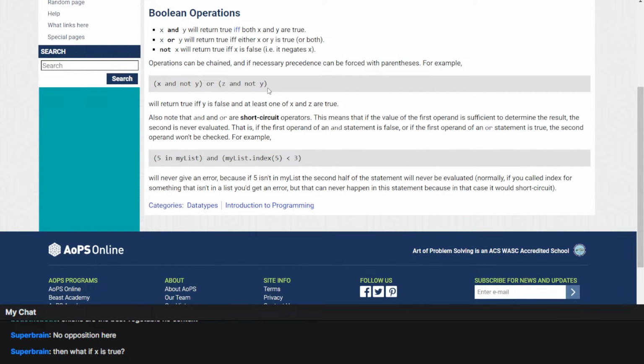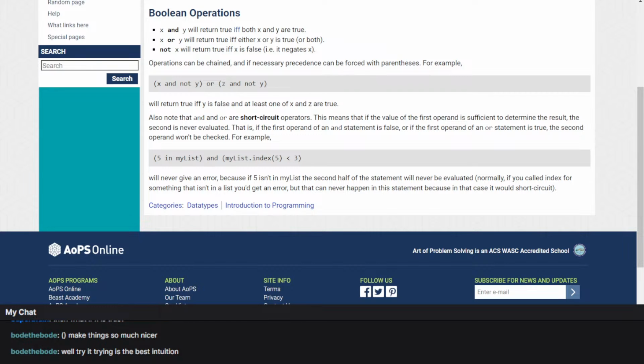The question is going to be chained, and if necessary, precedence can be forced with parentheses. Oh wow, you can do this with parentheses? Can be chained. Wait, what happens if you take these parentheses away? If you just say X and not Y, or... will you get a syntax error? Oh, because then it will parse like not Y or Z, and it will just do something else. Makes things so much nicer.